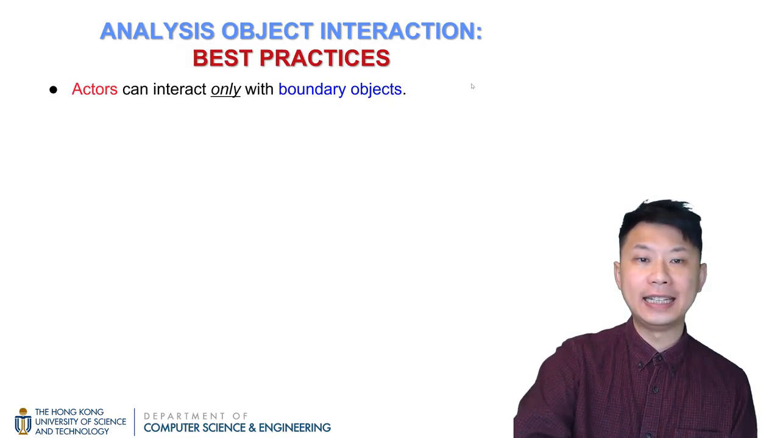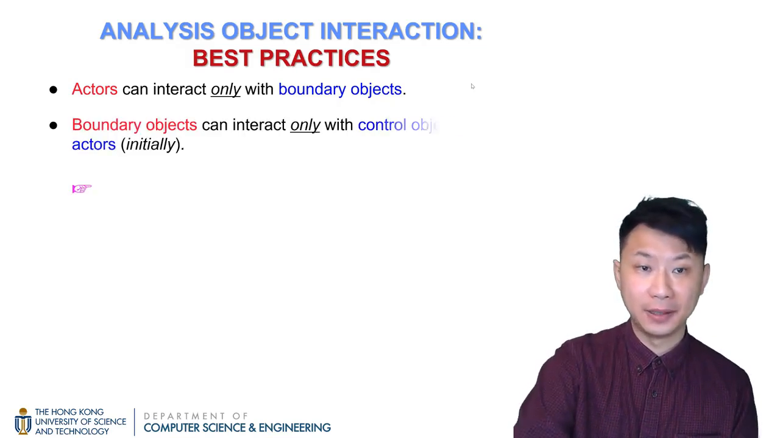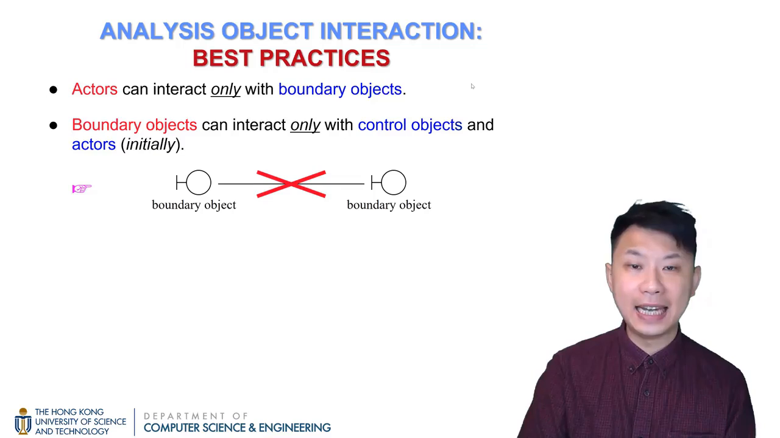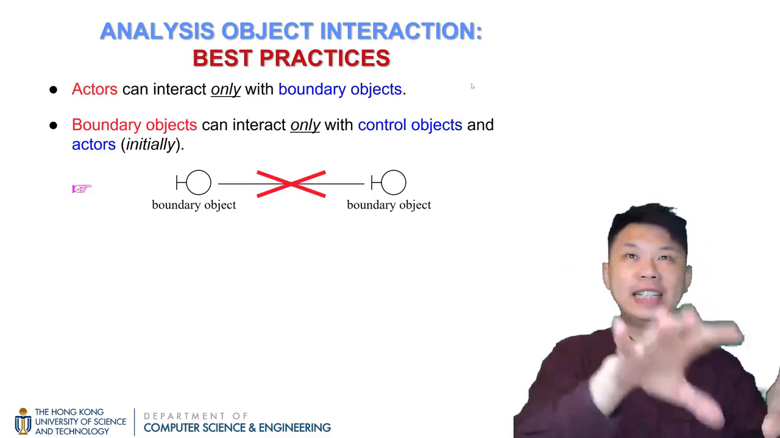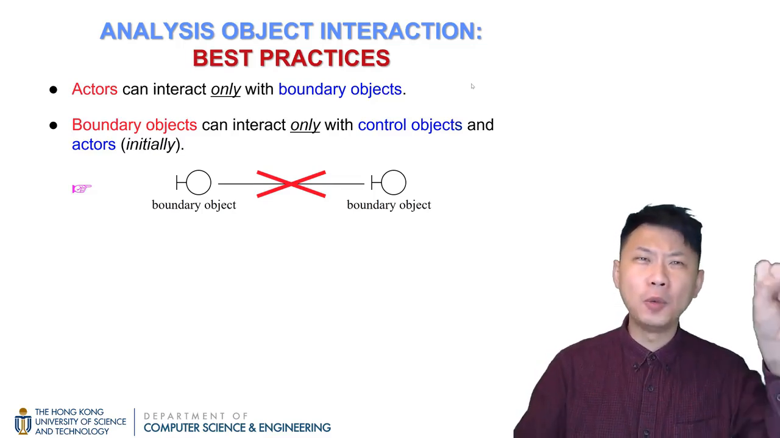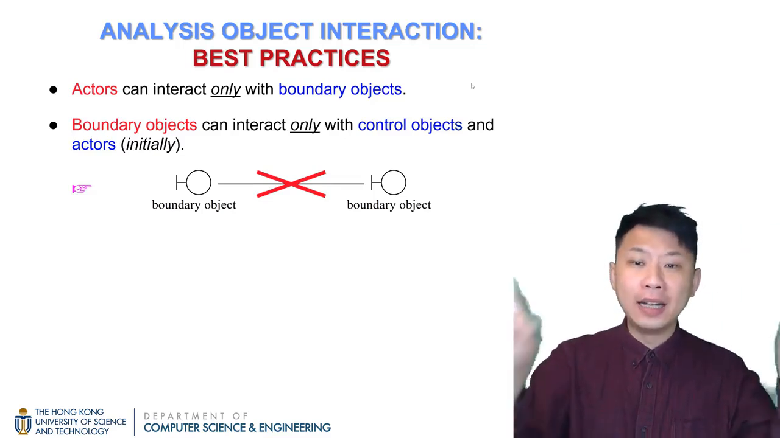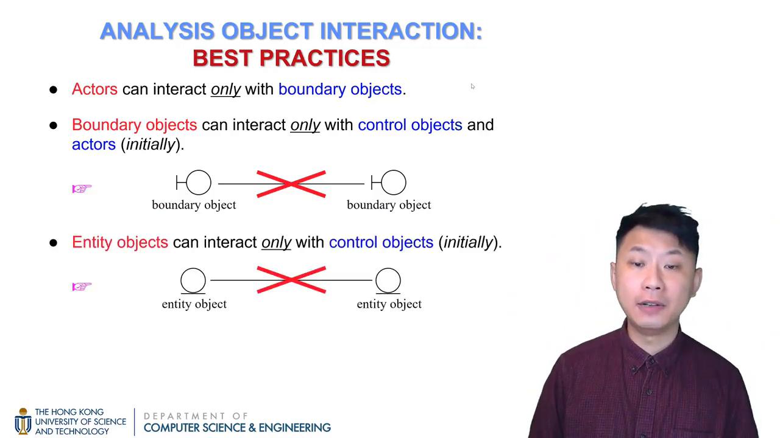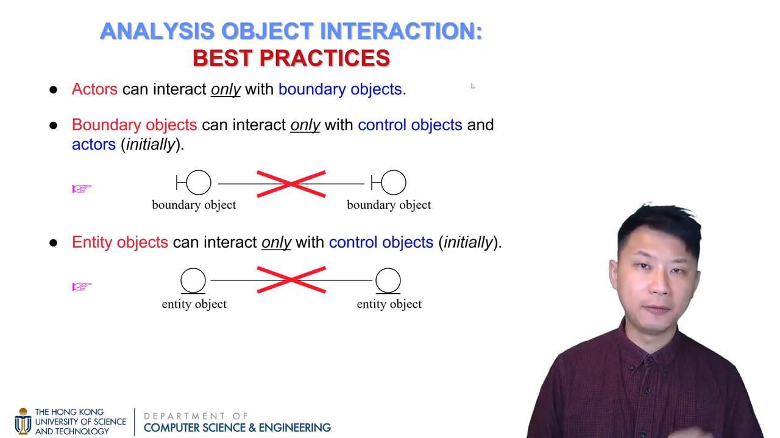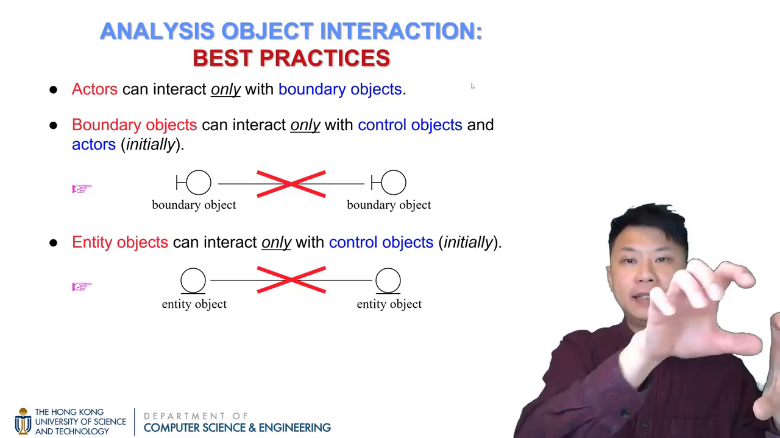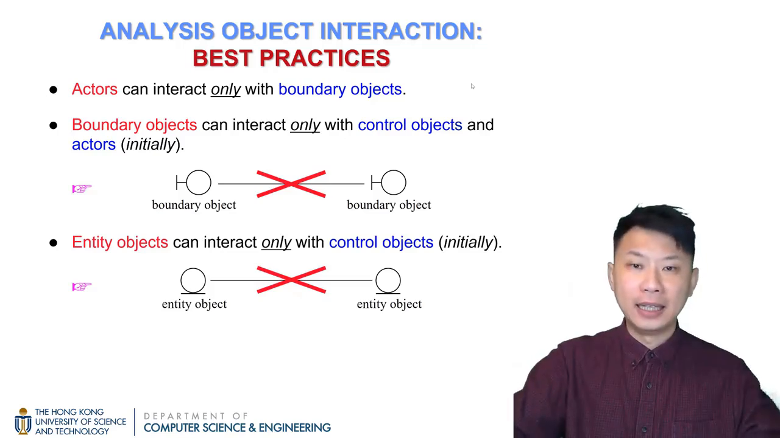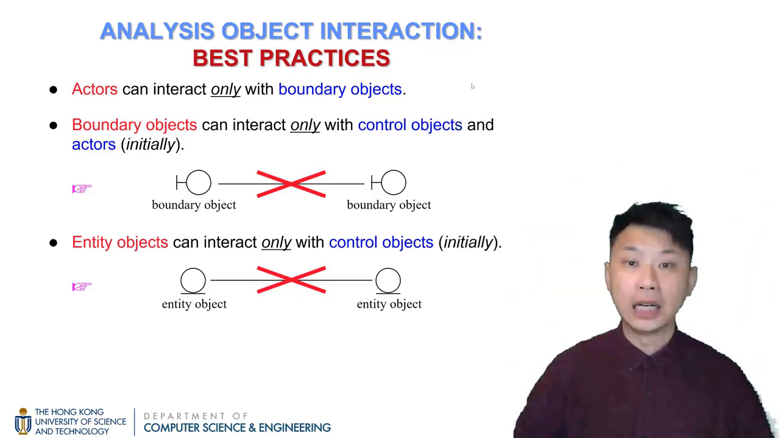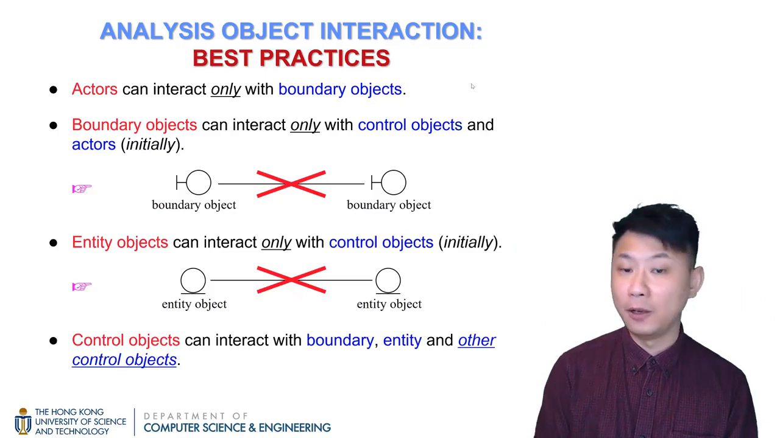Notice that actors can interact only with boundary objects. And boundary objects can interact only with control objects. It's not possible for one UI to interact directly with another UI. If you want one UI to interact with another UI, it has to be done through a control object. An entity object can interact only with control objects. That means, for example, one data object cannot interact directly with another data object. It has to be done through a controller. And control objects can interact with boundary, entity, or other control objects.